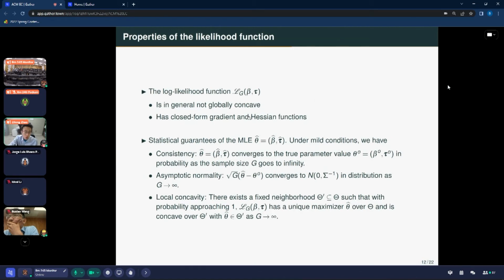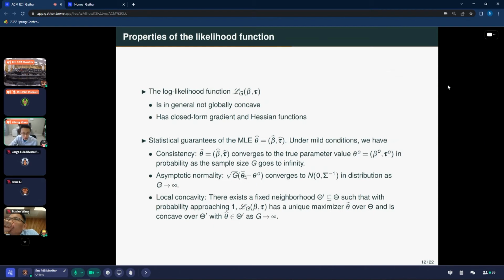In our paper we further provide rigorous statistical guarantees for this MLE, because this is a new model, right? This is not the standard MNL model. Under some mild conditions, which I didn't include here in the interest of time, we have consistency. Meaning that as our sample size grows larger and larger, our estimator will converge to the true parameters. And we will also have asymptotic normality.